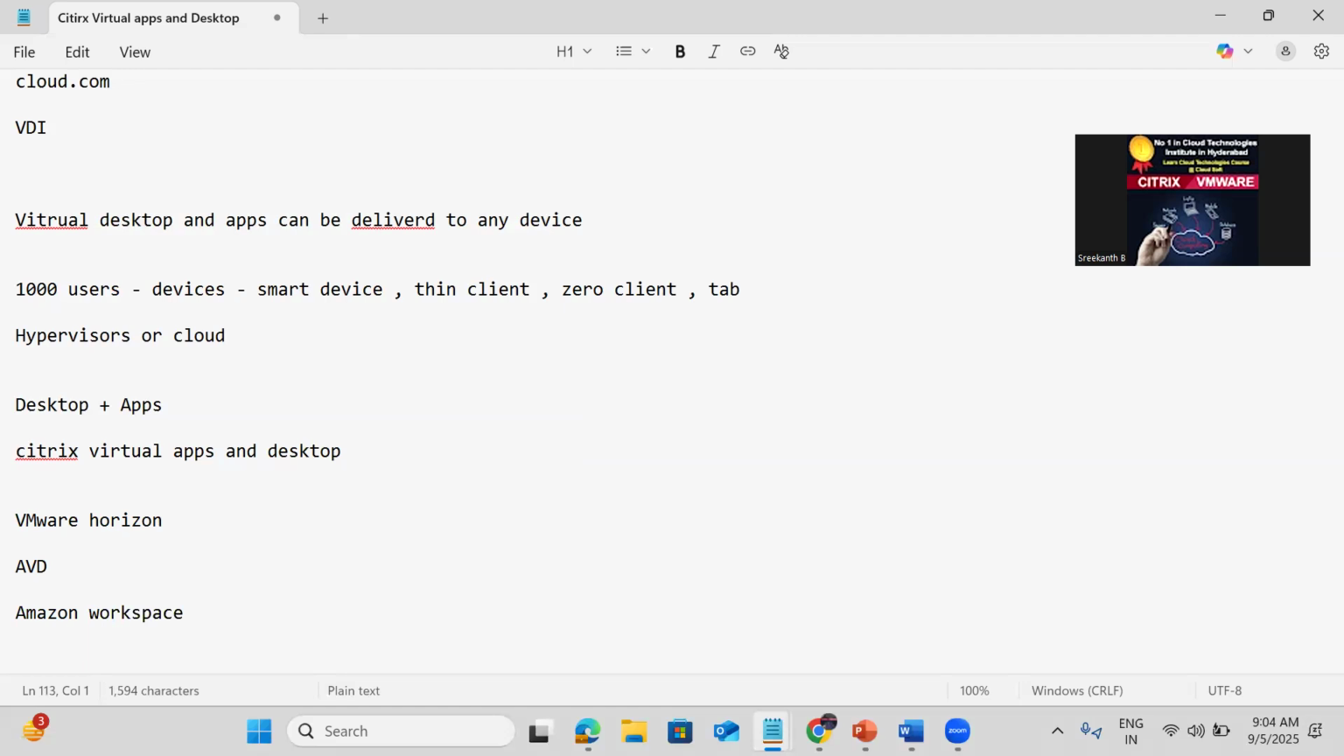Okay, so a VDI is a virtual desktop hosted on the hypervisor, and applications or desktops can be delivered to any device, anywhere. That's the kind of solution we are going to deliver through VDI, and in VDI the leaders are Citrix Virtual Apps and Desktops, VMware View Horizon, AVD, Amazon Workspace.